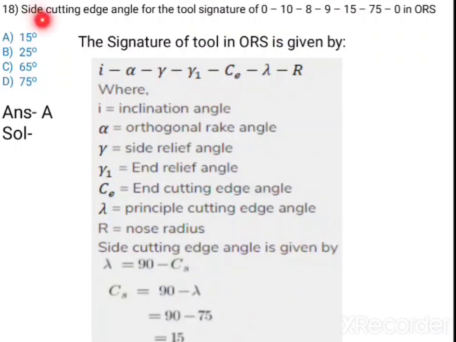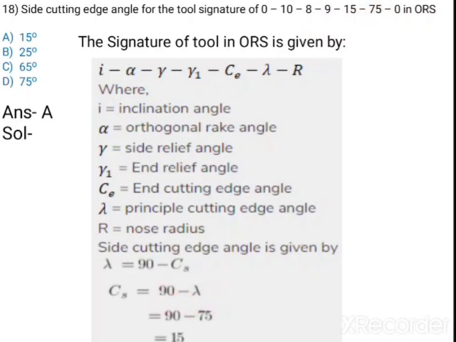Now question number 18: side cutting edge angle for the tool signature 0, 10, 8, 9, 15, 75, 0 in ORS system. What is side cutting edge angle? So side cutting edge angle is nothing but Cs is equal to 90 minus lambda. And what is your lambda? Here lambda is 75 degree. So 90 minus 75 is equal to 15 degree.